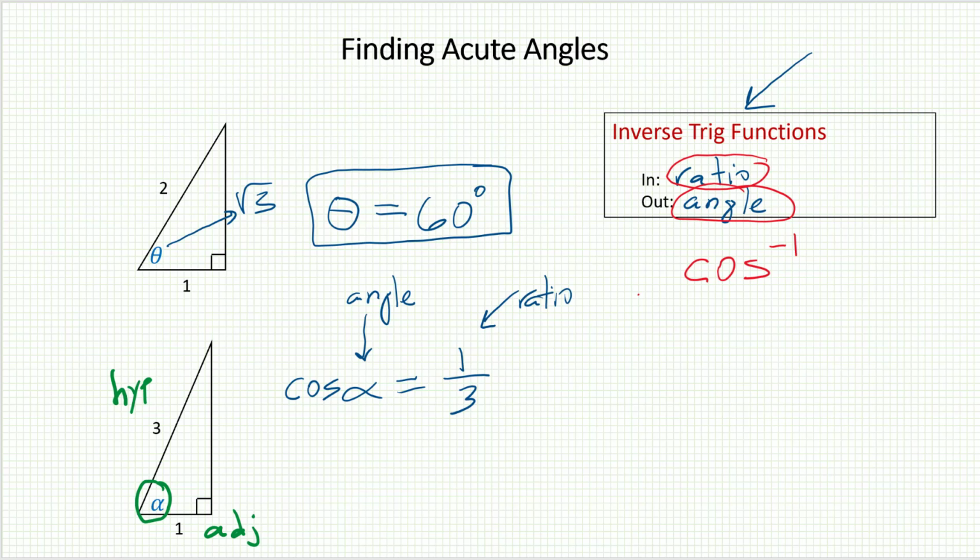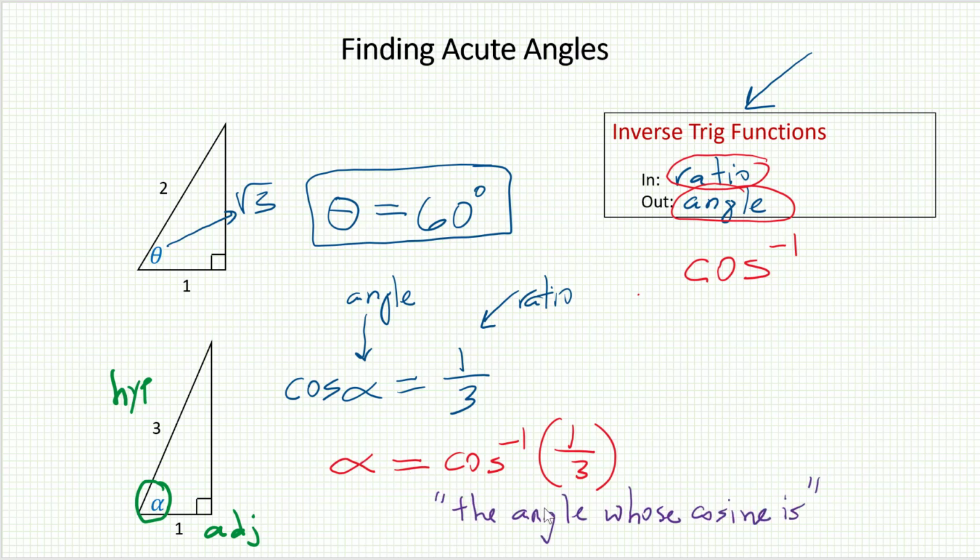So going back to my problem, if I want to know this angle, alpha, I would need to go to the inverse trig function, put in that 1/3, and whatever comes out, that's my angle. You can read this as alpha equals cosine inverse of 1/3, or something helpful I learned once, you can read this as alpha is the angle whose cosine is 1/3. The angle whose cosine is a nice way to read the inverse function. There's a lot more to say later about the inverse trig functions, but when you're working with acute angles, it's pretty simple. In order to work this out, let's go to the calculator.